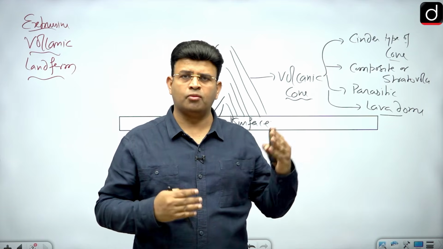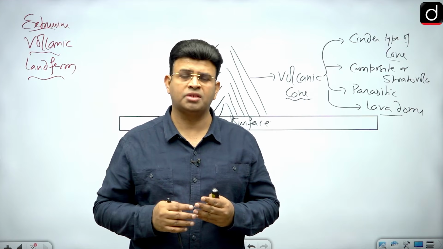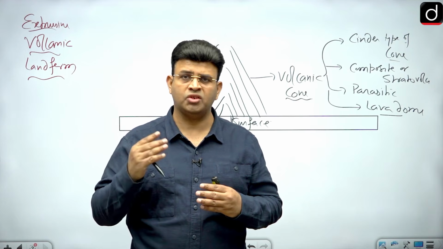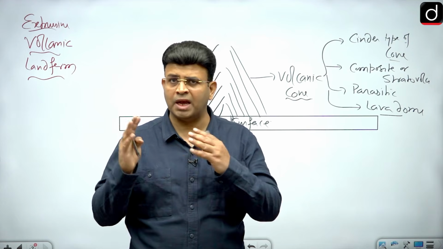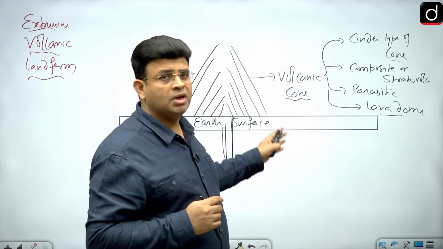And then the world's largest, highest volcanic mountain, you know that it is in South America along the Andes. There is Ojos del Salado, there is Cotopaxi, Chimborazo, different kinds of volcanic mountains are there. Here you can say that these are the volcanic cones that can be formed.